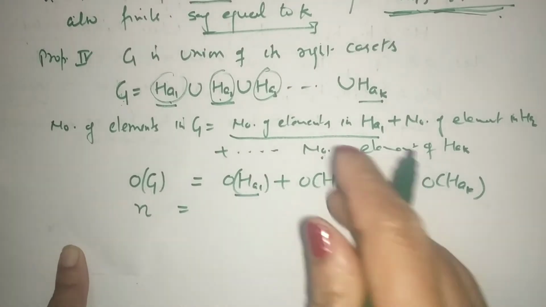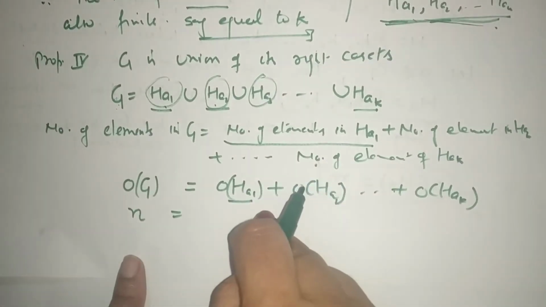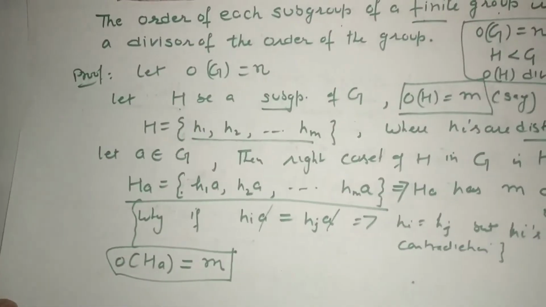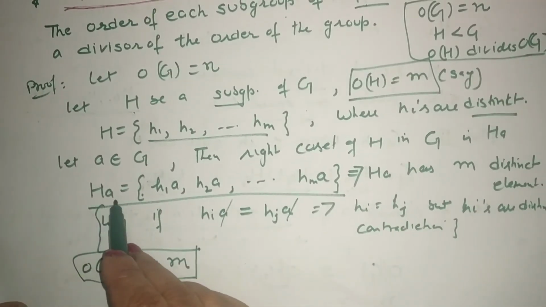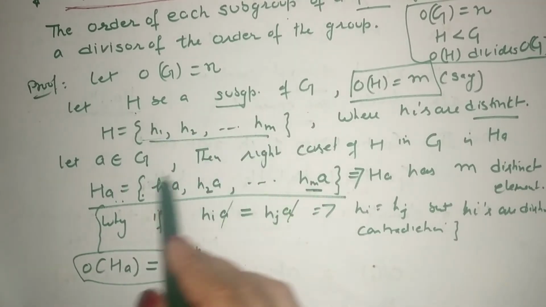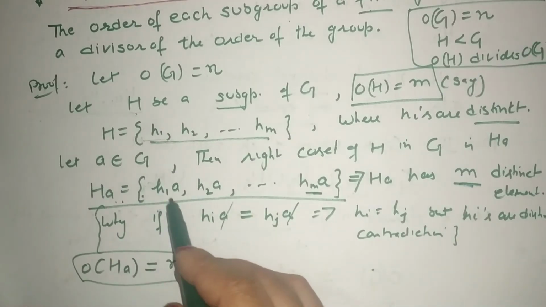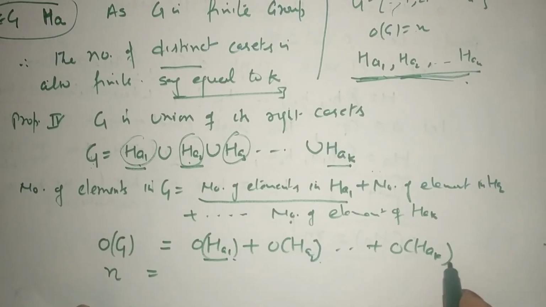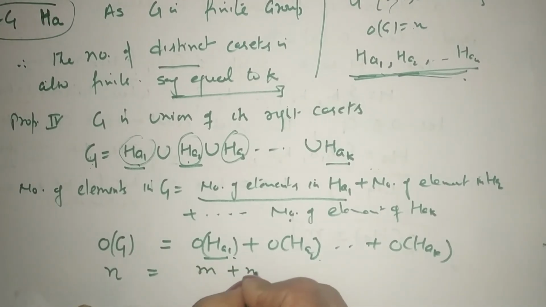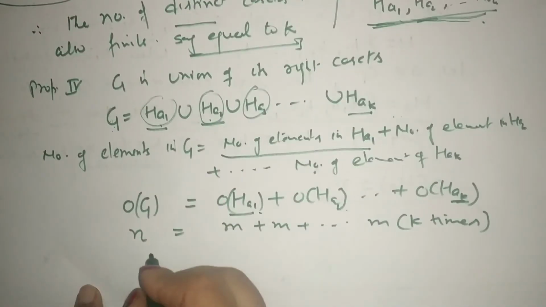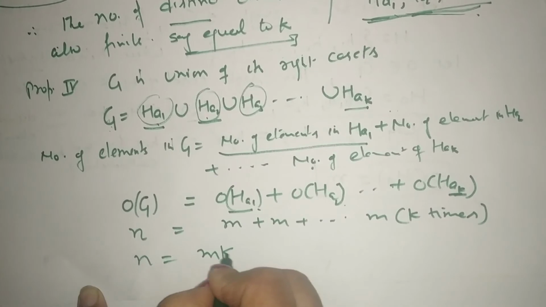And what is the order of each right coset? Because each right coset has the same number of elements, and we have seen in the starting part that any right coset of H in G has m elements, as the order of H is m. So whether it is HA1 or HA2 or HAK, each will have only m elements. So it will be m how many times? It will be k times. So n is equal to m into k.